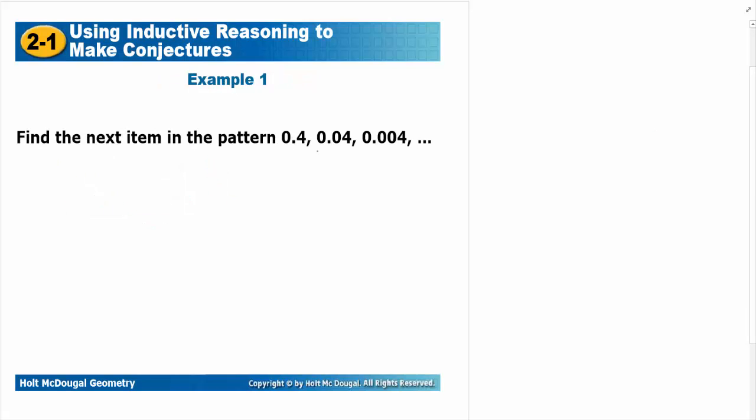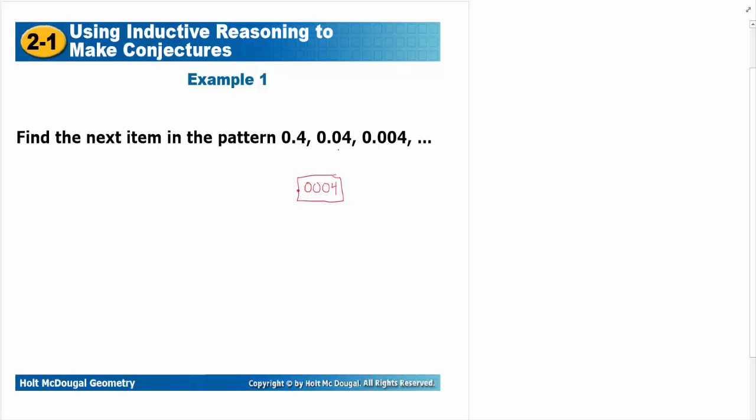Okay. Next one, find the next item in the pattern. Here we got 0.4, 0.04, 0.004. So it looks like we keep adding a 0 every time. So this next item should be 0.0004.